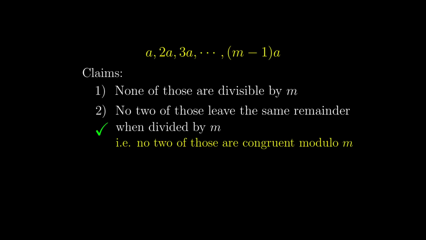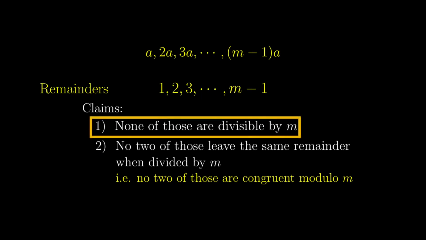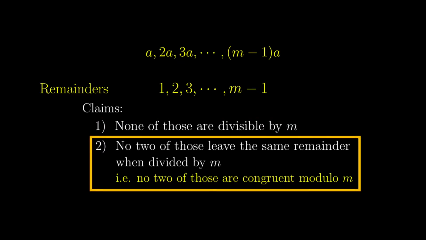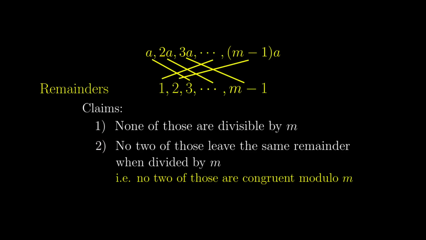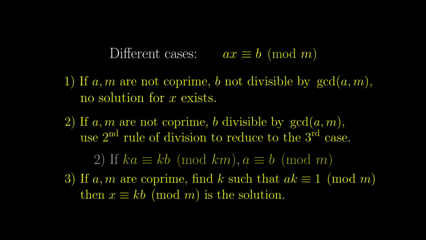With these two claims, consider the remainders when all these numbers are divided by m. Here, 0 is not an option due to the first claim, and no two numbers should have the same remainder. So each number should have a unique remainder from 1 to m minus 1. That means that there must be one number which has remainder 1 when divided by m. So there has to be a number k so that ak is congruent to 1 modulo m, and so this method of attacking the equation works.